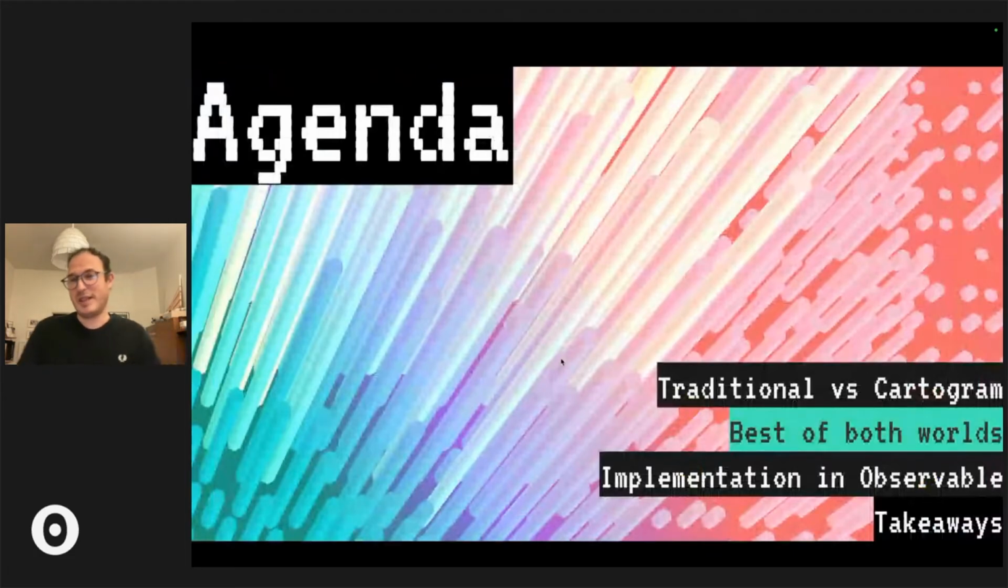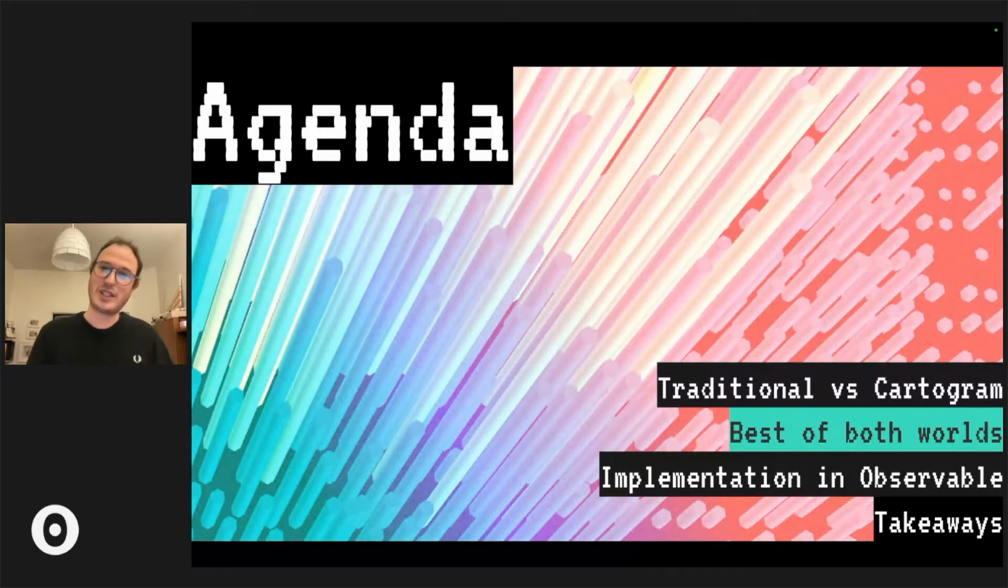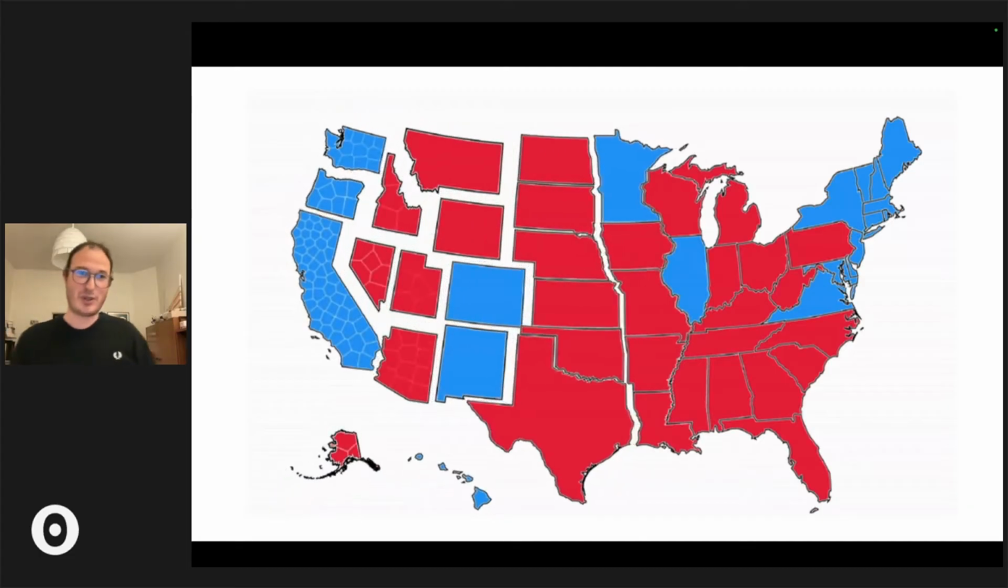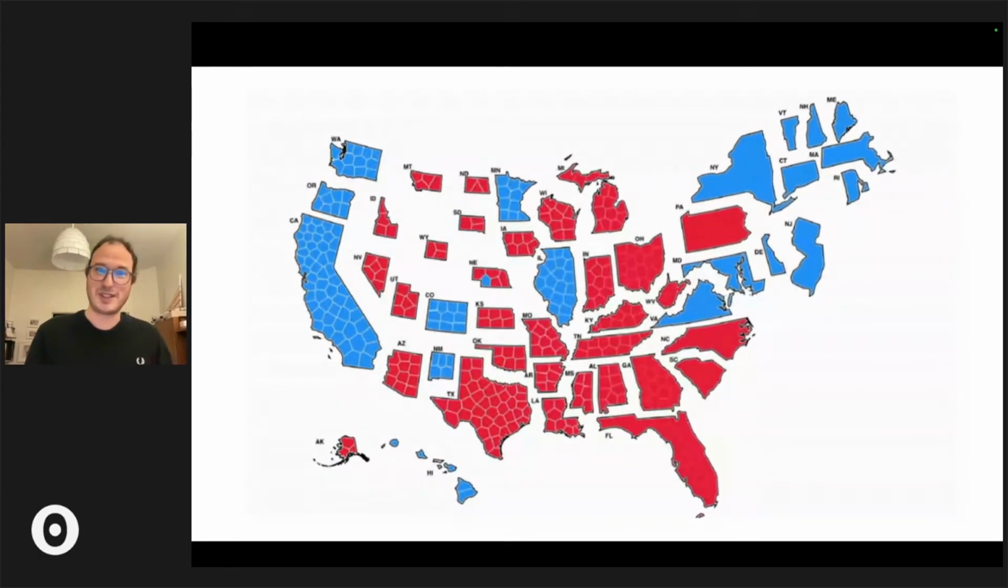So here I'm going to talk about the exploration that we tried to do. It's another type of cartogram that sits between the traditional map and the cartogram, and we try to take the best of both representations and try to overcome some of the downsides of each of them. So this is the experiment that we conducted.